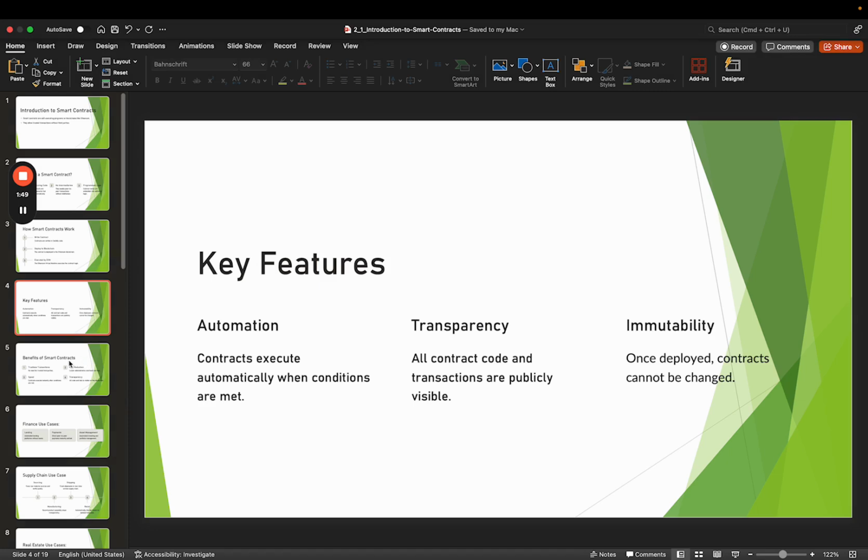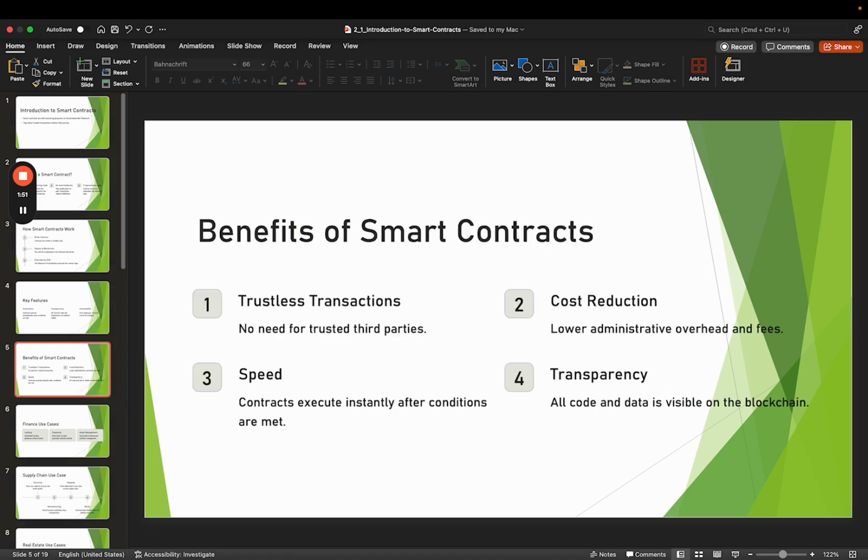Moving on to the benefits of smart contracts. Smart contracts offer numerous benefits. They eliminate the need for intermediaries, reducing costs and increasing efficiency. Their automated nature speeds up processes, and their immutable and transparent nature enhances trust and security. These characteristics make them ideal for a wide range of applications.